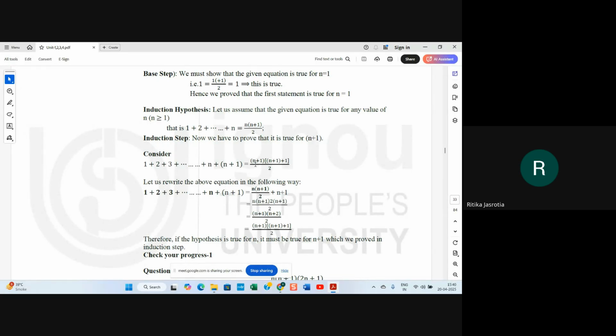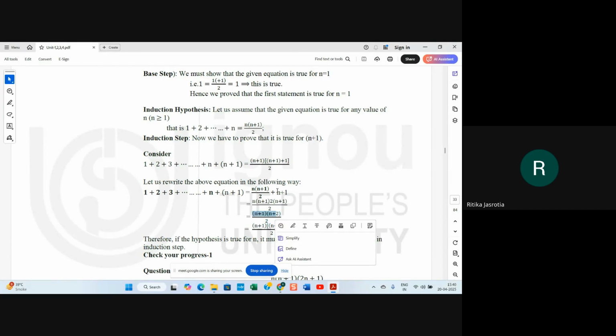If we do like this, n plus 1 is there, and then n plus 1 will be n plus 2. If we open the brackets, n plus 2 will be there, so it will be n plus 1 into n plus 2. And if we solve that, it becomes n square plus n, sorry, it will become like this: n plus 1 into n plus 2 divided by 2. This is what we will get.